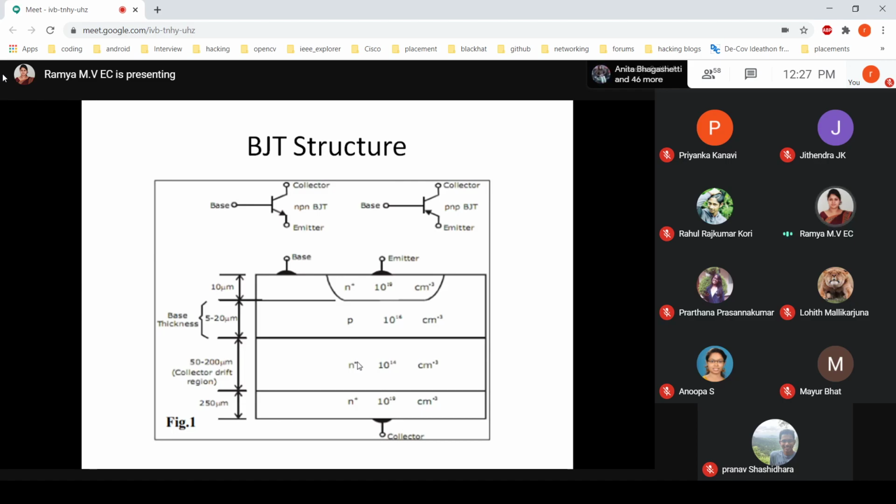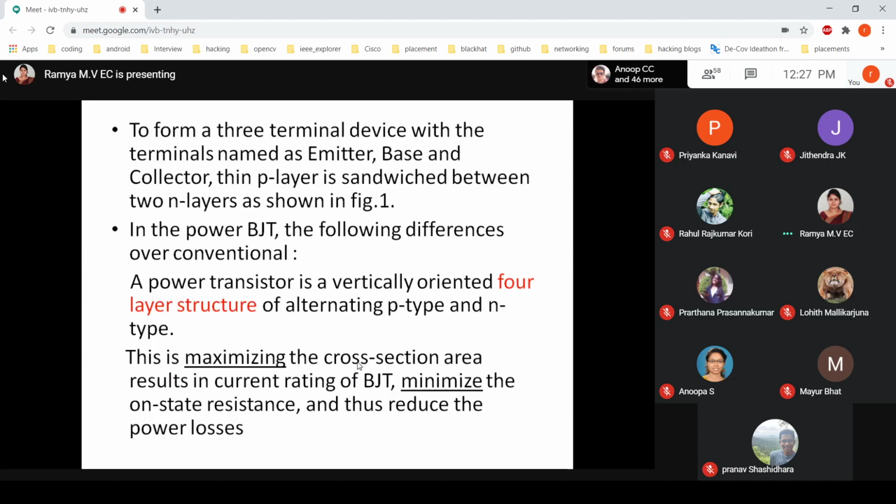What the layer structure of the power BJT will be is important. To form a three terminal device with the terminals named emitter, base and collector, a thin P layer is sandwiched between two N layers as shown in the figure. That is what we have come across so far. If I consider an NPN transistor, the P layer will be very small, and that is the base terminal we connect.